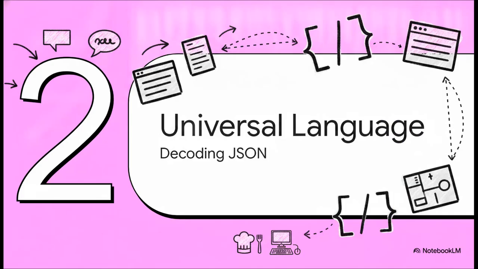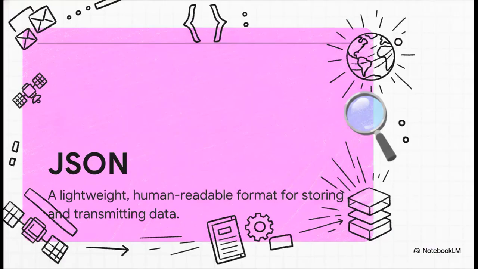Moving right along to section 2, JSON, the universal language. So, what language is our waiter actually speaking to the kitchen? That would be JSON. JSON stands for JavaScript Object Notation. Think of it as the universal translator of the internet. Now, it was originally developed for JavaScript back in the early 2000s, but today, it's used in practically every programming language. It is a super lightweight, human-readable format for storing and transmitting data.